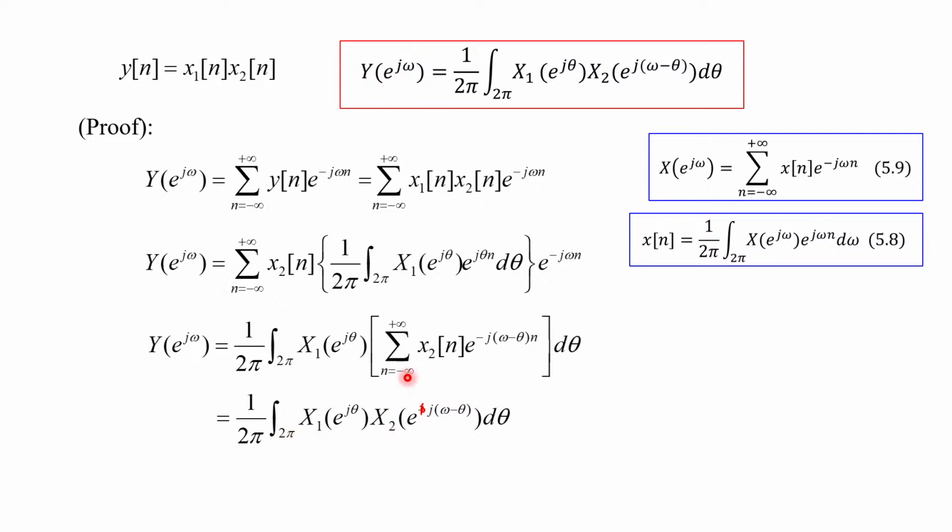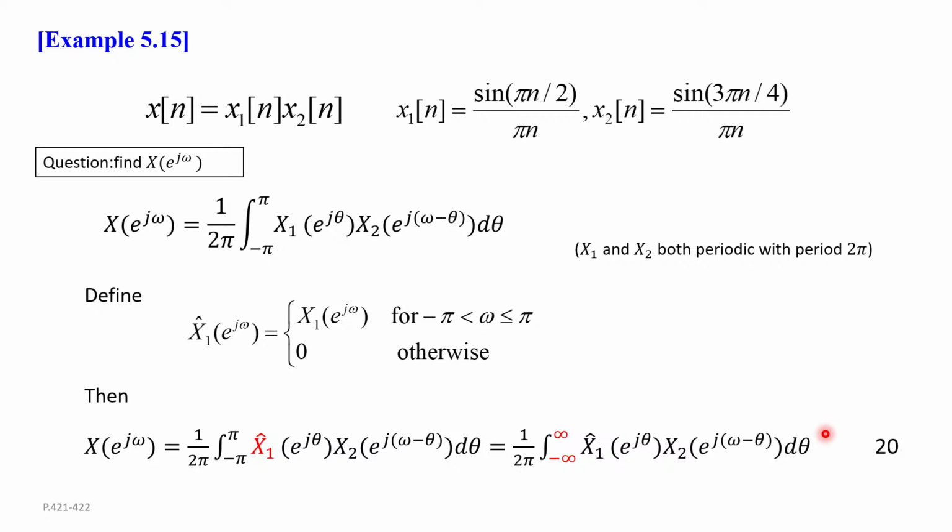And yeah, so write this as x2 and look at everything around, you find out we already arrived at our equation. Big Y is equal to 1 over 2 pi times the integral over an interval of 2 pi of x1 theta x2 omega minus theta d theta. So that's the derivation. And I guess I'll show an example.